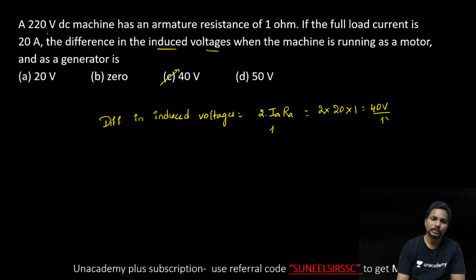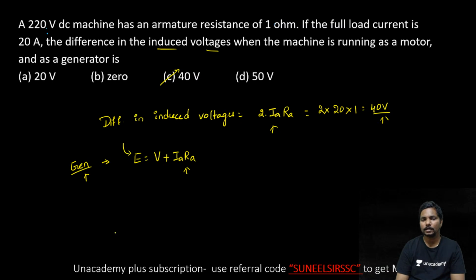Here how are we getting this 2 into IA into RA? If the machine is run as generator, what is the EMF equation? EMF is equal to the terminal voltage plus IA RA. In generator, EMF is generated. If you want terminal voltage, that is E minus IA RA. We have to subtract the drop, then you will get the terminal voltage.